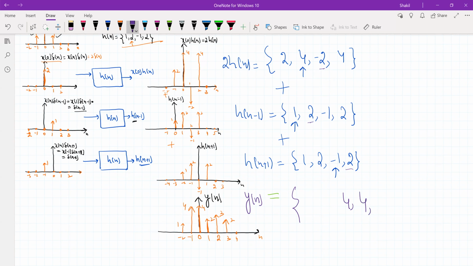Sorry, it will be 2. It won't be 4, it will be 2. So the output is 2. So this is our 2. Now at n equal to 2, this is 4. At n equal to 2, this is -1. And here we have 0, so it will be 3. Same way at n equal to 3, this is 0. At n equal to 3, this is 2. And this has again 0, so it will be 2.